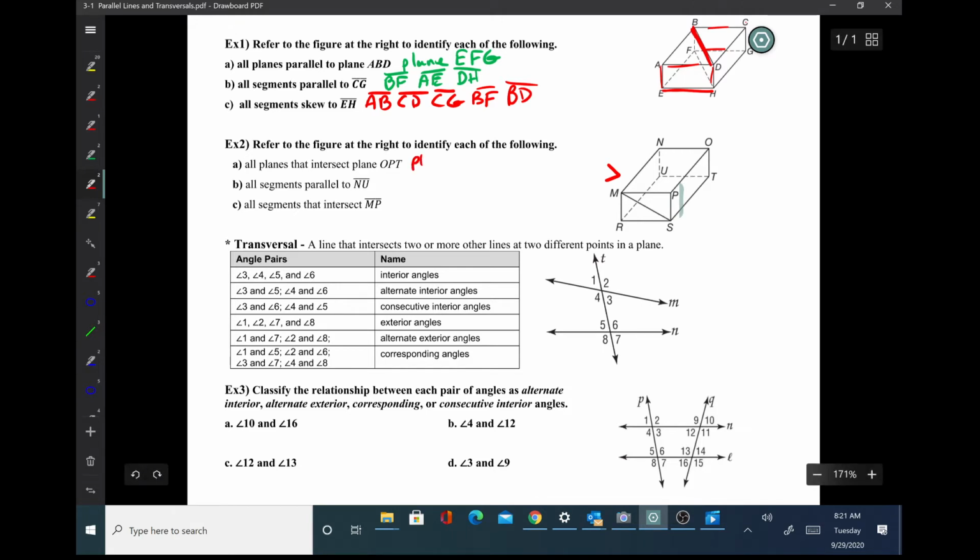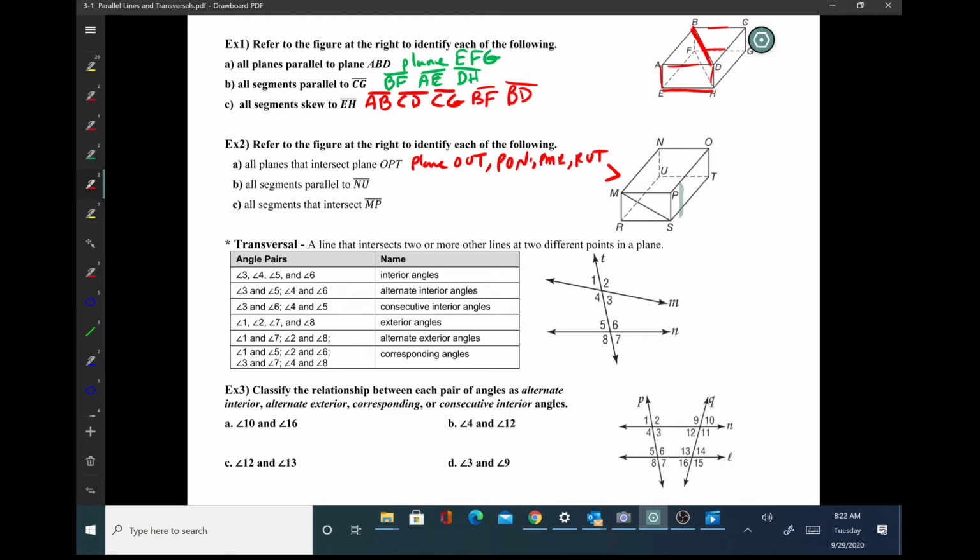All right. So what are those? Well, we got planes OUT, POM, PON, what else? PMR, and RUT, right? And those are all planes. I'm not going to write them all out.